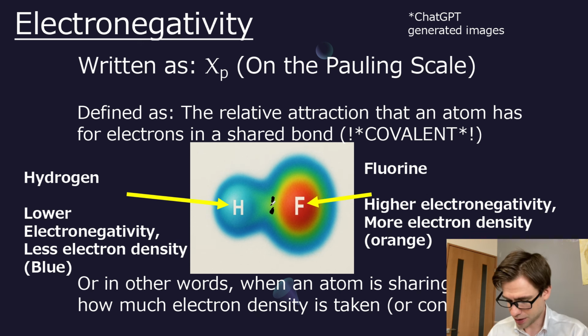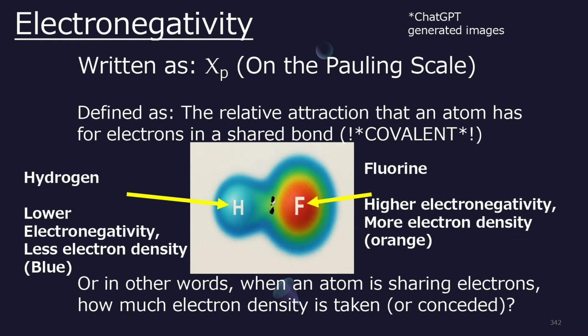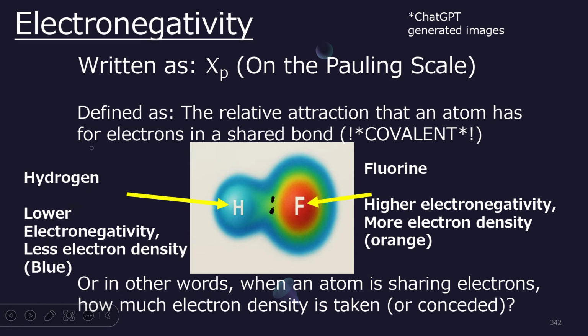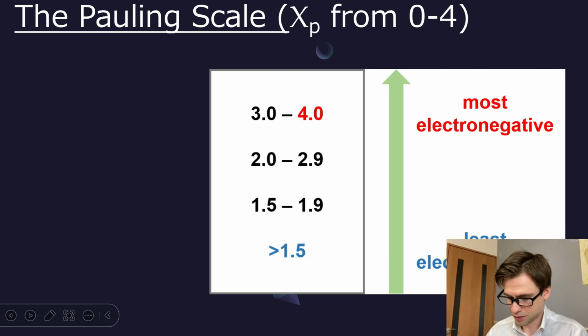So here, fluorine has higher electronegativity, more electron density in the orange and red. H has less. In other words, when an atom is sharing electrons, how much electron density is taken by one atom or conceded by the other, given up by the other one? Very important idea. So this scale essentially goes from 0 to 4. The Pauling scale, 0 being the least electronegative and 4 being the most.